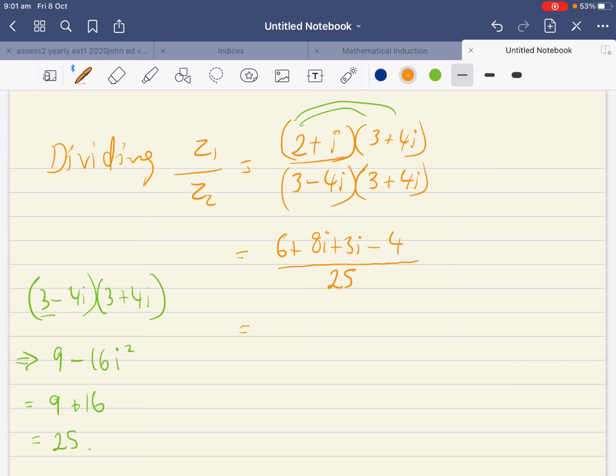So what do we end up with when we collect? 2 plus 11i all over 25. That's how we do division. You can just leave it like that, or you can break it up into its real component and its imaginary component if you want. But that's how you divide your two complex numbers. Just multiply top and bottom by the complex conjugate.